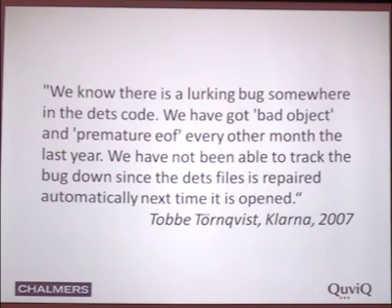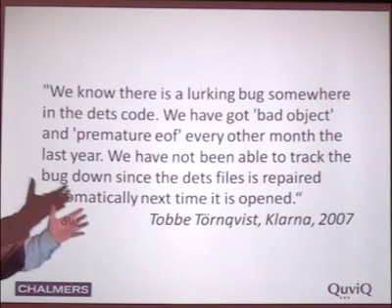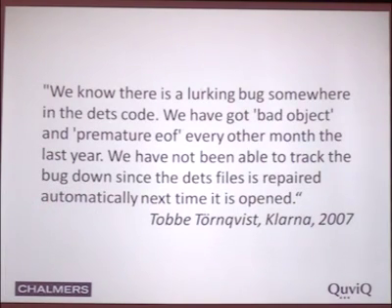We know there's a lurking bug somewhere in the dets code. We've got bad object and parameter end of the file every other month for the last year. We've not been able to track the bug down since the file is repaired automatically next time it's opened. So even those who aren't familiar with the context here will feel their hearts bleed at this point. Poor Tupper. This is a nightmare situation.